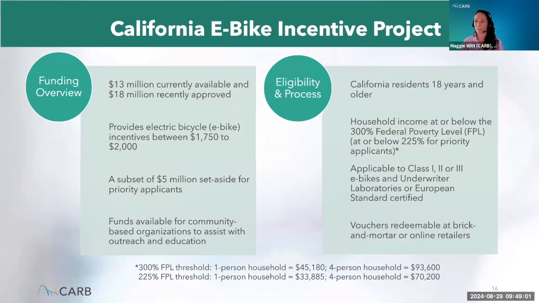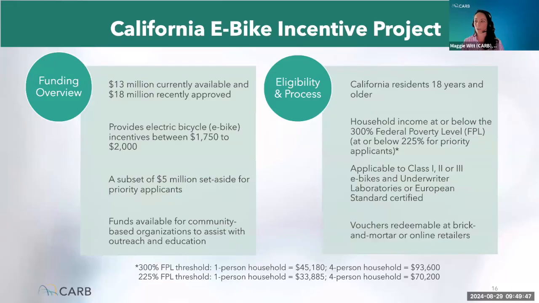Now, let's shift our focus to the California e-bike incentive project, which will provide incentives of up to $2,000 to low-income Californians 18 years or older towards the purchase of electric bikes, or e-bikes. First, $31 million has been allocated and $13 million is currently in the grant with the administrator, Pedal Ahead. Once the project launches, eligible applicants can receive a base voucher of $1,750 towards the purchase of an e-bike and accessories, such as locks, helmets, safety equipment, and assembly and delivery.